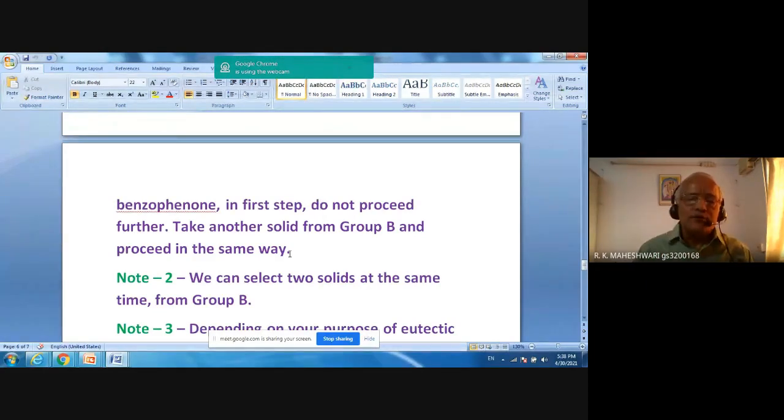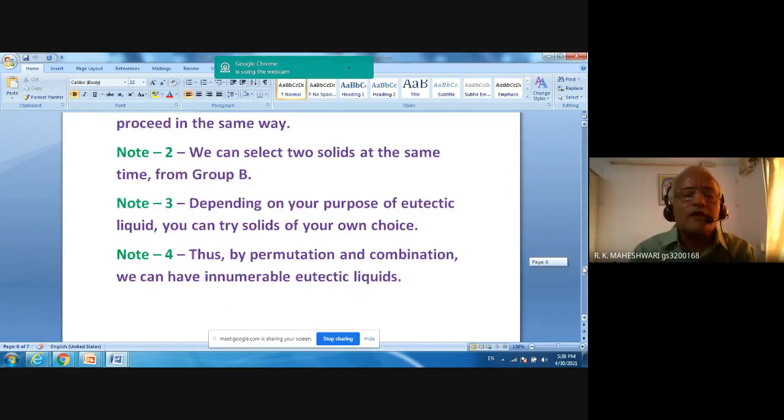it a Eutectic liquid. Note 2, we can select 2 solids at the same time from group B. Also, if you want to make this Eutectic with the help of 3 solids, so one will be of lowering melting point, 2 may be of any melting point. So like this. Anyway, leave it here. Otherwise, if I explain, it will take more time here.